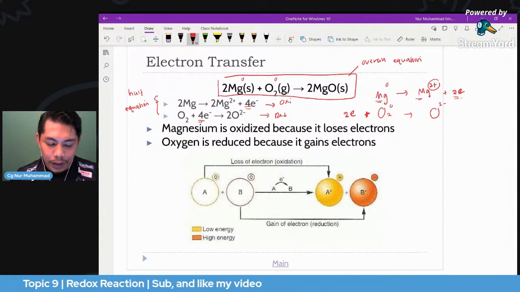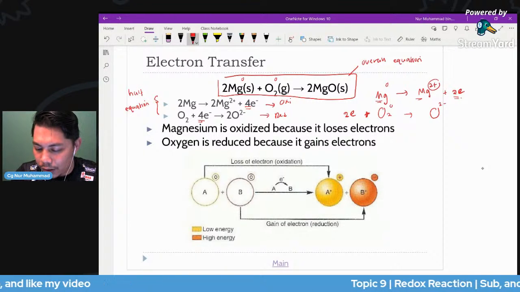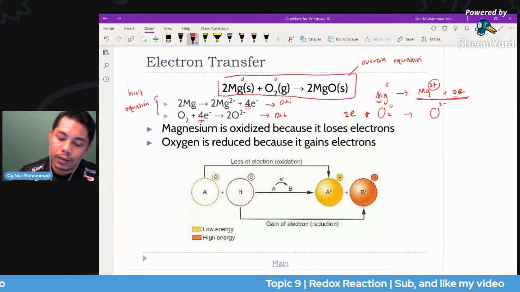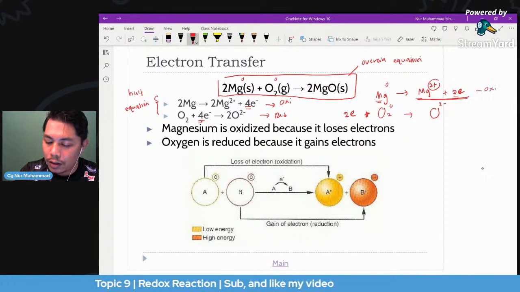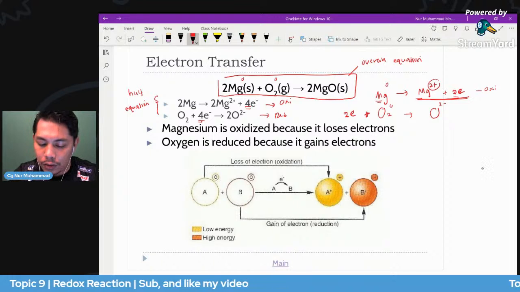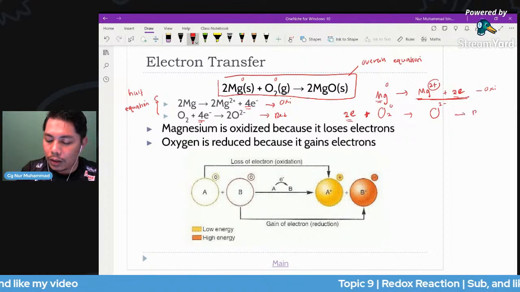Alright. And then okay, so if the electron are located at the product, this is release electron, meaning that this is oxidation. If the electron located at the reactant, meaning that it gain electron, so this is a reduction. Okay.